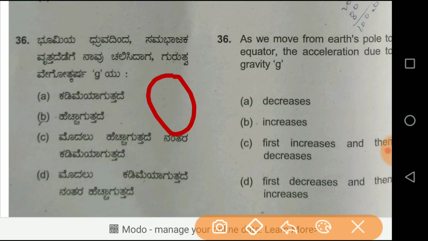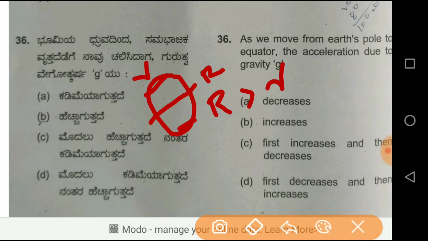Now, this is the equator and these are the poles, south pole and north pole. Now, let us observe what happens at the equator: the radius is greater than the radius at the poles. Therefore, the radius is greater at the equator and lesser at the poles. As a result, as we move from the pole to the equator, the acceleration due to gravity always increases.